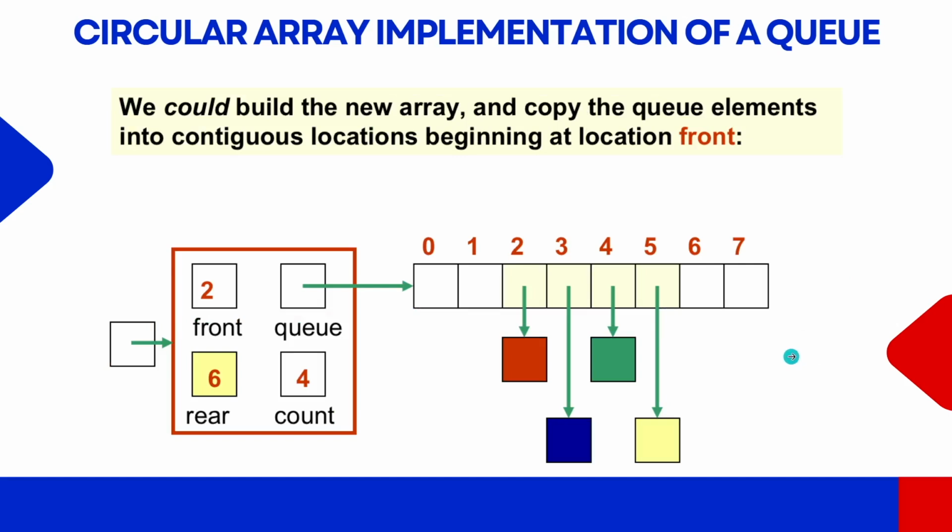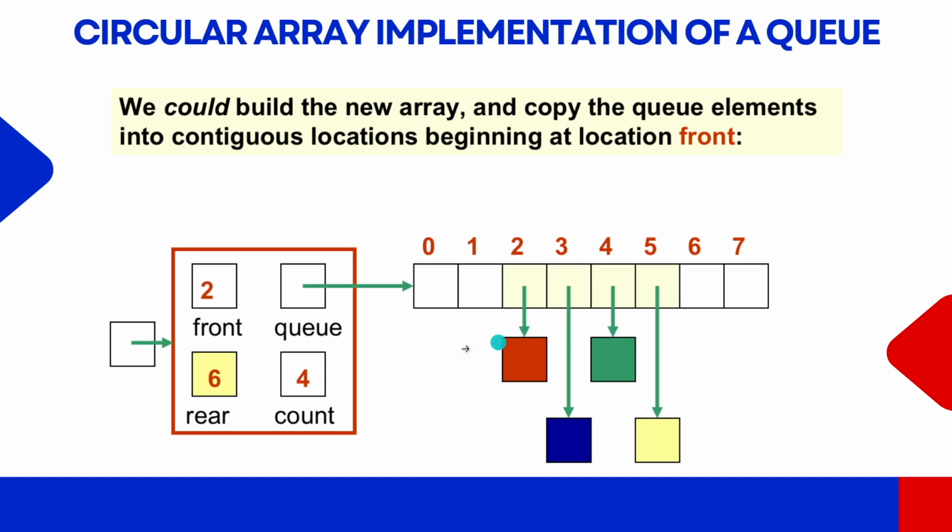And this is another way of building the new array. Here we have built a new array and copied the elements into contiguous locations beginning at the location of front. Front was pointing to 2. So, instead of wrapping around, we have just doubled the size of the array. We have put all the elements starting from the position of front.